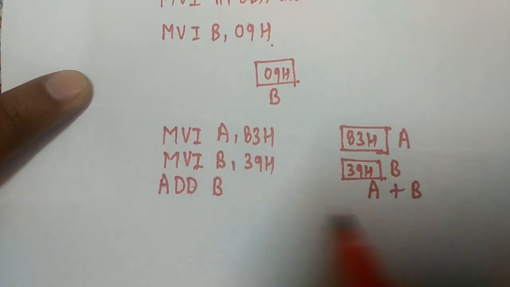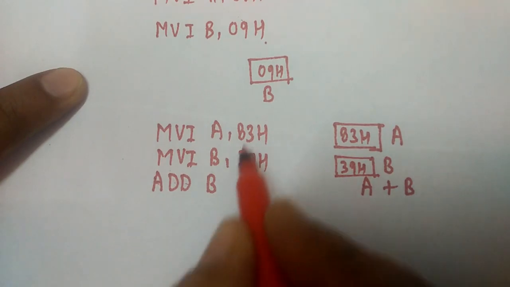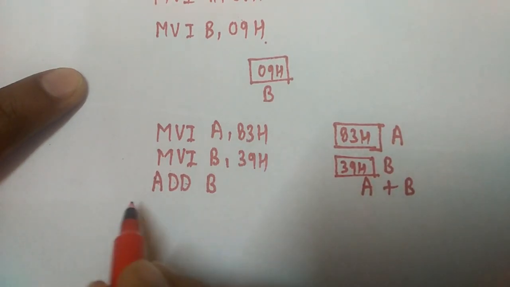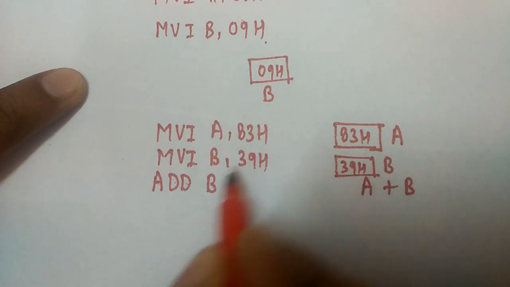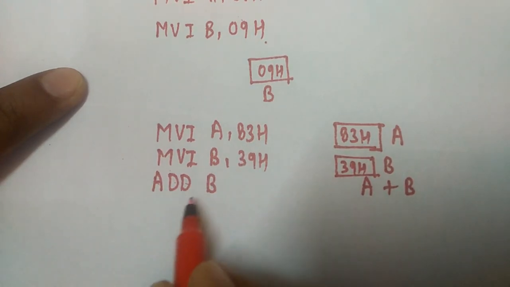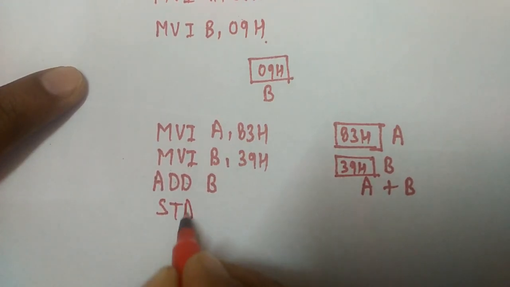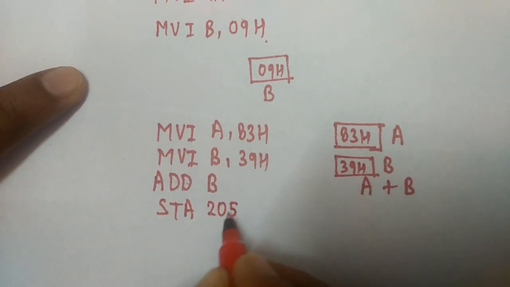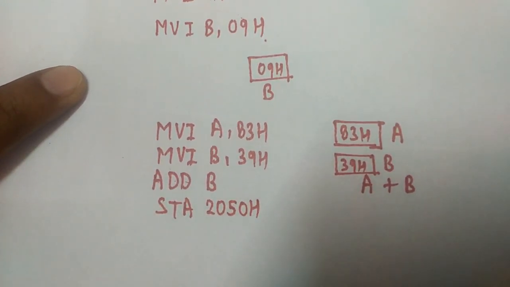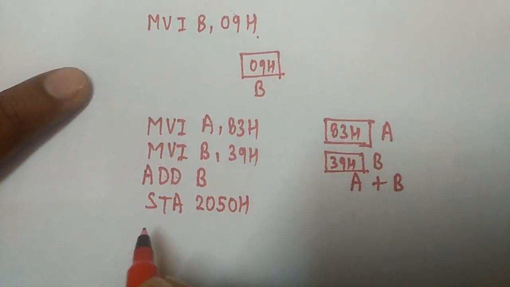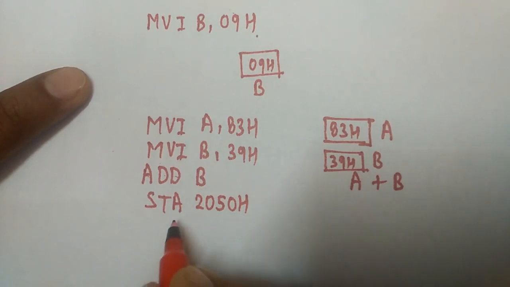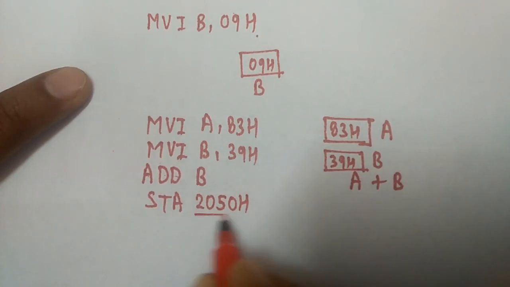That means the content of A will be the addition of these two numbers. So now we have the addition of these two numbers in the accumulator, and in order to store the result at some memory location, you will have to write a particular instruction, that is STA 2050H. Well, what is this? Basically, this is the instruction that we use to store any value from the accumulator to the given memory location.